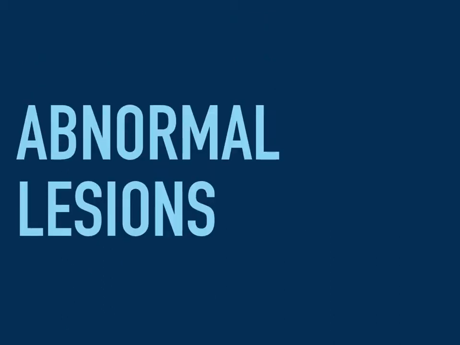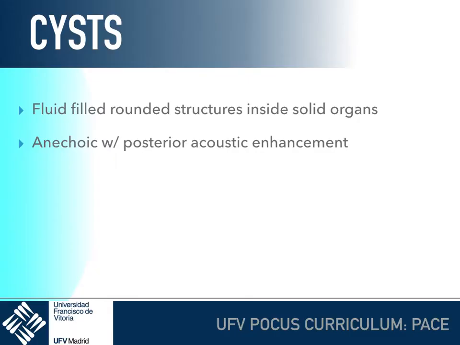The first thing we need to know before scanning patients are abnormal lesions that you always have to keep in mind. First of all, the cyst. Cysts are fluid-filled round structures inside mainly solid organs. The image in ultrasound is really characteristic and is anechoic, because all cysts are full of fluid, with the posterior acoustic enhancement typical of fluid structures.